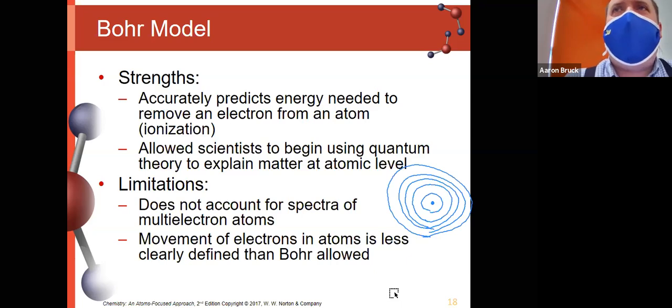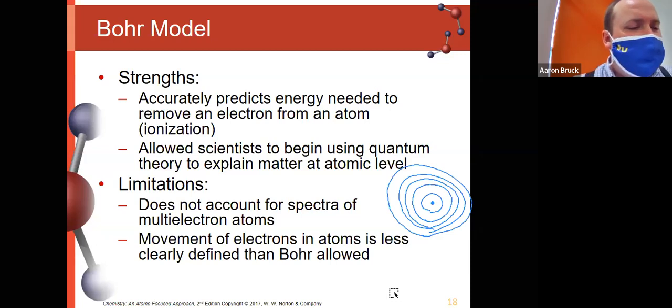Another real strength is that it gave us a starting point. Unlike the plum pudding model, which was kind of a healthy guess, but a very uneducated guess, given that we knew so little about subatomic particles at the time, and the Rutherford model that came after it, again good for its time but lacking a lot of detail. Now we've got something that we can really sink our teeth into, and it really does explain well some of those quantum phenomena that were really troubling the physicists of their time.